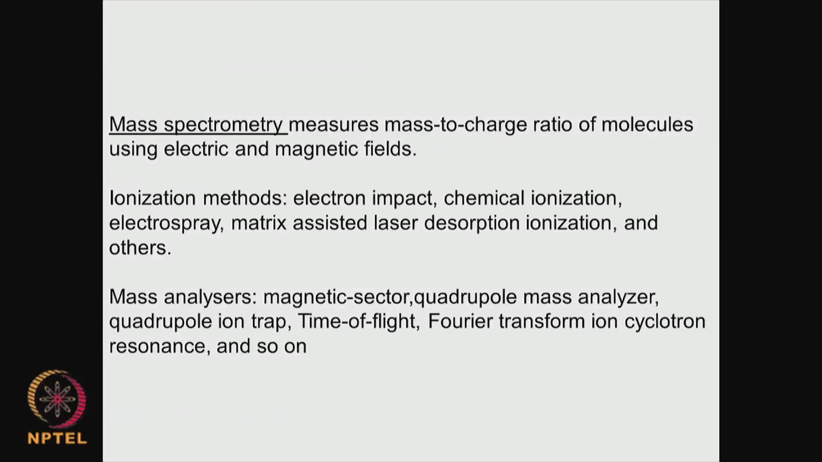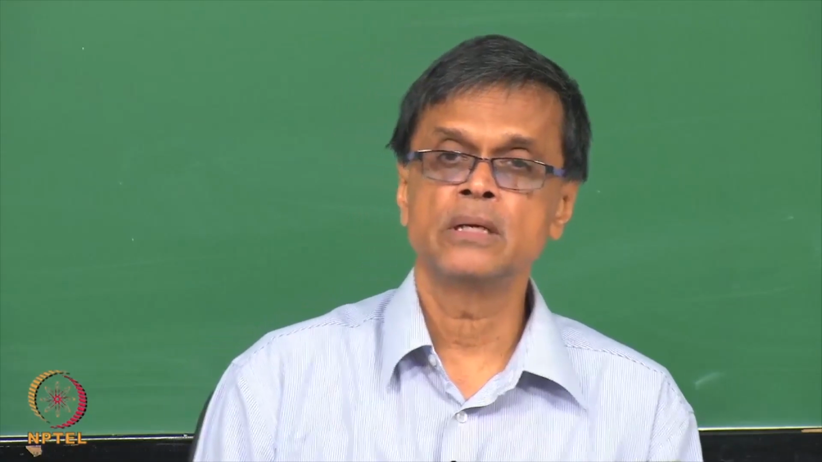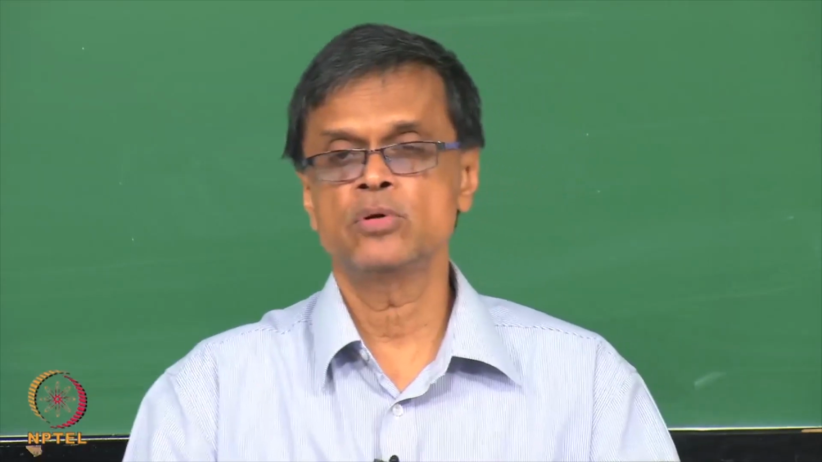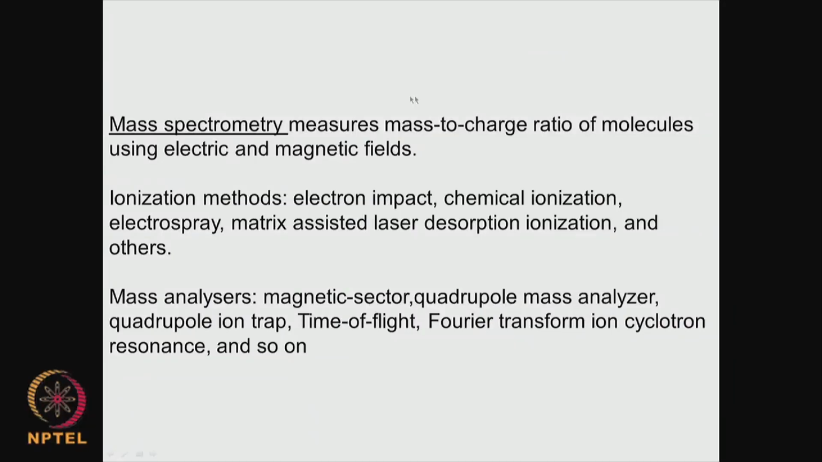Then comes mass spectrometry. Mass spectrometry is very useful to determine the mass, especially if I have a polymeric material, I can find out what is the mass of the polymer. If I have a biofilm with a lot of proteins, I can get some idea about what type of proteins are present on the surface. So, mass spectrometer is very useful there.